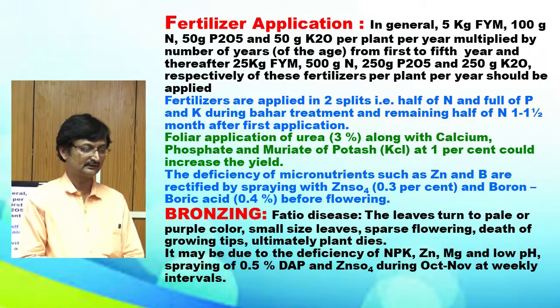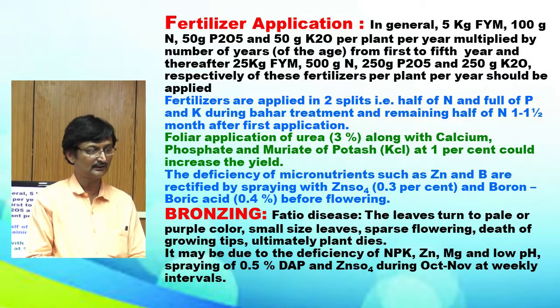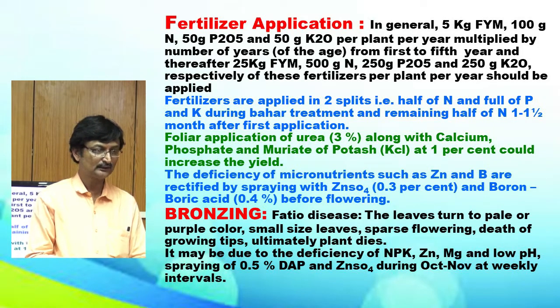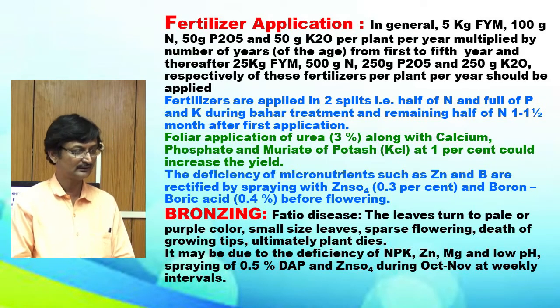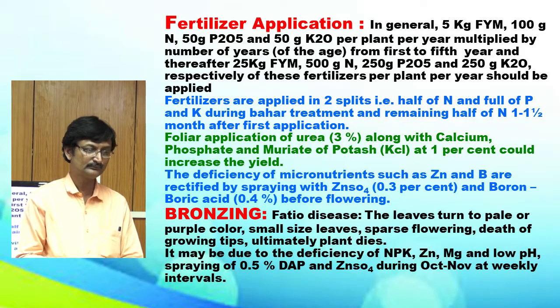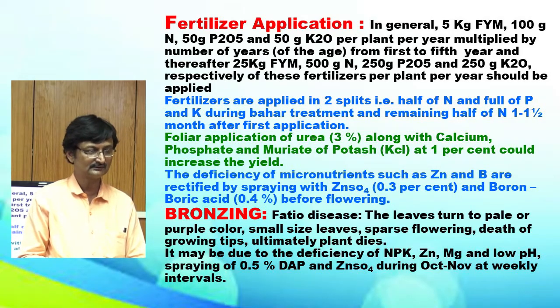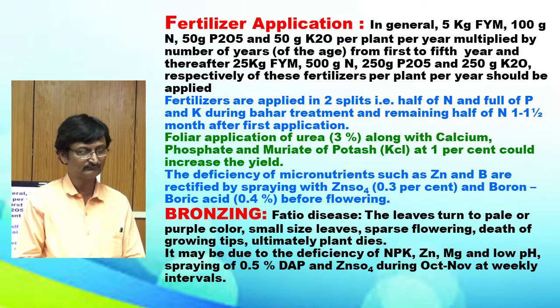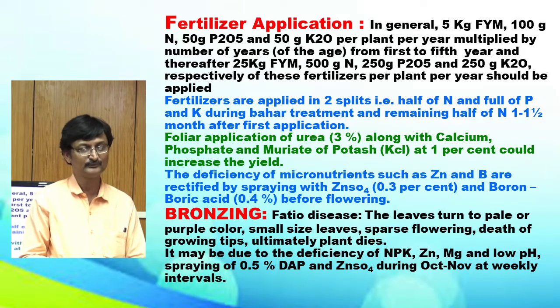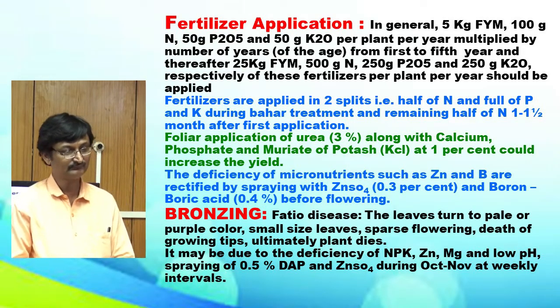Now fertilizer application. In general, 5 kg FYM, 100 gram nitrogen, 50 gram P2O5 and 50 gram K2O per plant per year multiplied by number of years. Means first year 5 kg FYM, 100 gram nitrogen, 50 gram P2O5 and 50 gram K2O. And likewise in second year it is double of first, third year it is 3 times of first, fourth 4 times of first, and fifth 5 times of first.